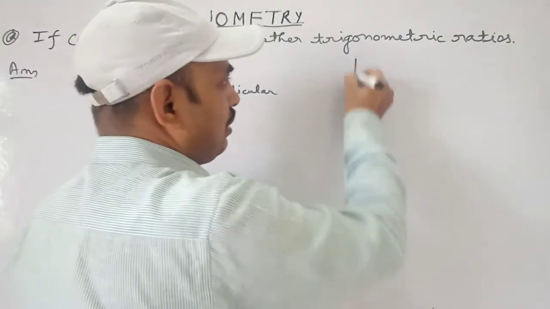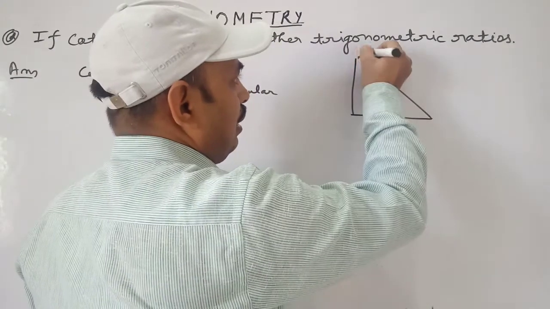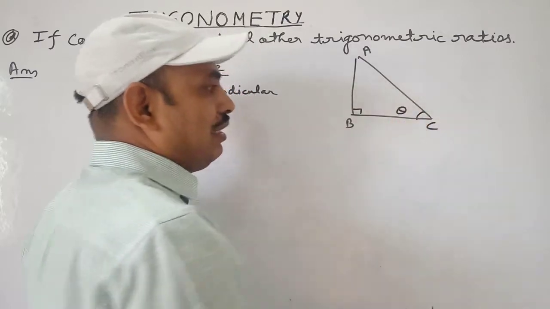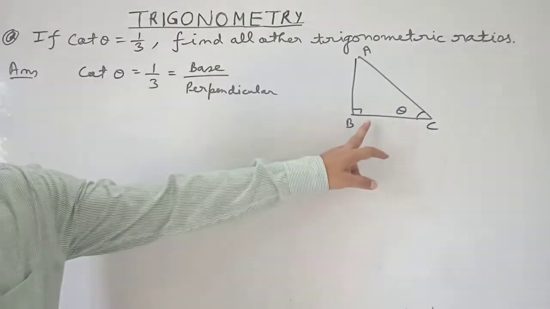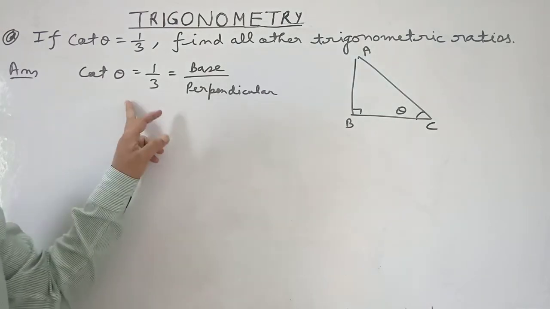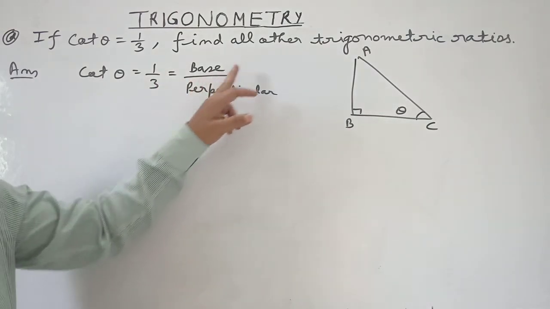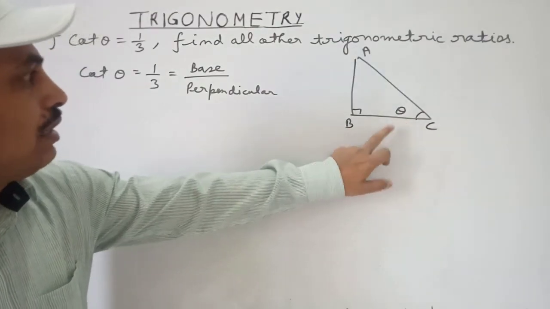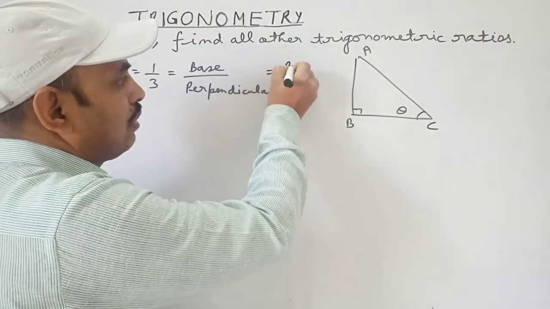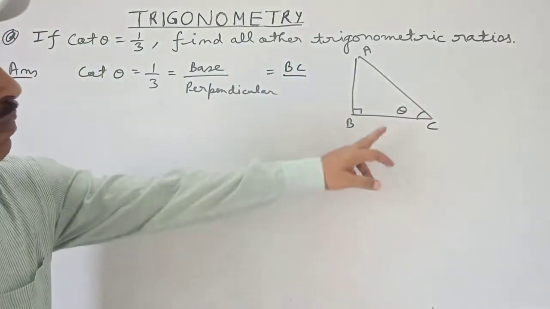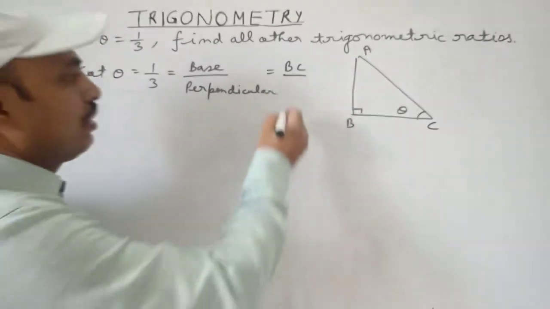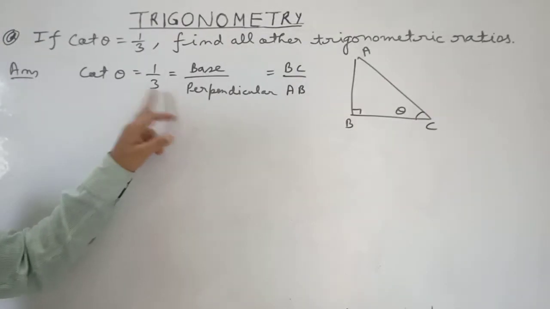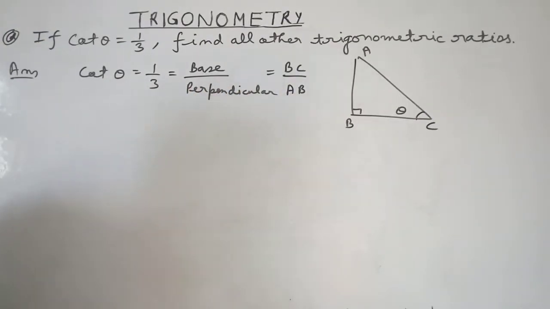Suppose we have a triangle ABC, and angle C is theta, angle B is 90 degree. So cot theta equal to 1 upon 3 equal to base upon perpendicular. For this angle theta, BC is base. What is perpendicular? AB is perpendicular. 1 upon 3 is ratio. Cot theta equal to 1 upon 3 equal to BC upon AB.